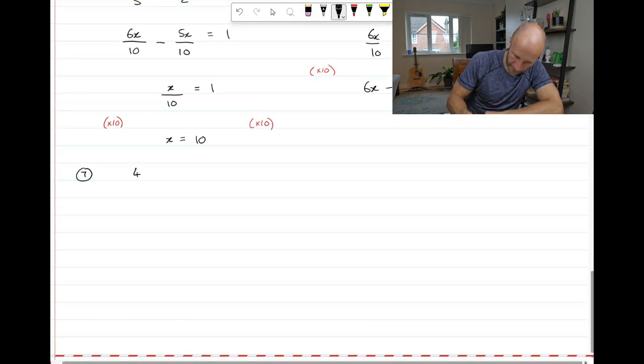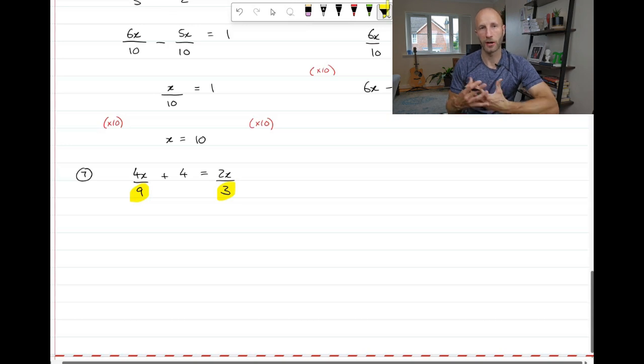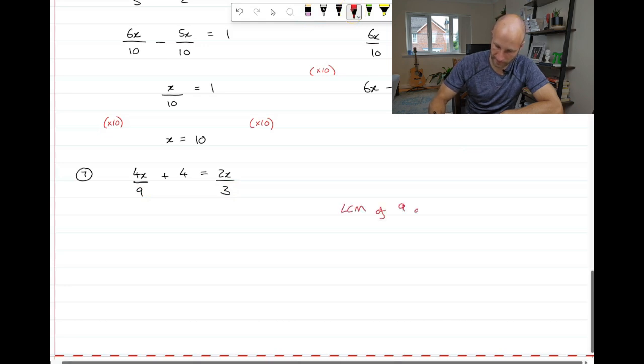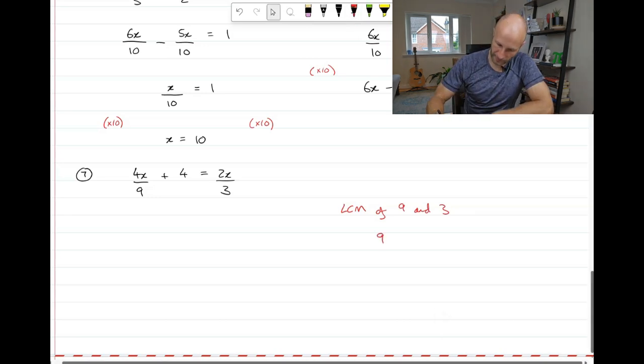Number 7. So we've got 4x over 9 plus 4 equals 2x over 3. So as soon as I see these different denominators, I'm thinking I want to get a common denominator, because then I can times up by that number. And the way of getting the common denominator is to pick the lowest common multiple of those two denominators. You can always times them together. 3 times 9 is 27, that would work. But if you spot this one, the lowest common multiple is actually 9, because 3 goes into 9.